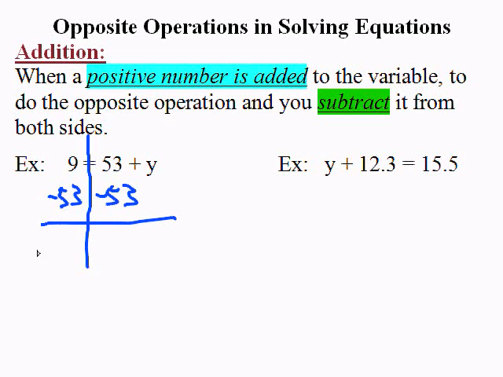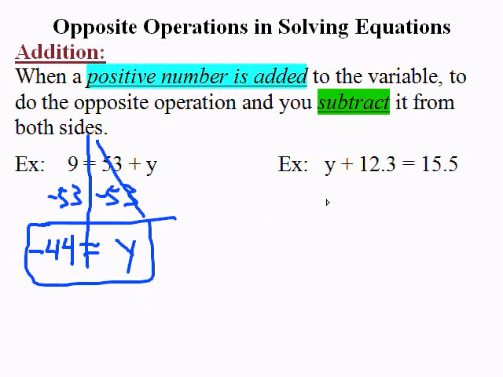9 minus 53 is negative 44 equals y. Notice there's just one y on the right-hand side and a number on the left-hand side. But you might be saying, well, what happened to the 53? 53 minus 53 is 0, which we do not need to add to y because 0 plus y is just y. So in one step, we solved our equation, ending up with y equals negative 44. As the rule stated, we need to check our solution. So 53 plus negative 44 should give you 9.